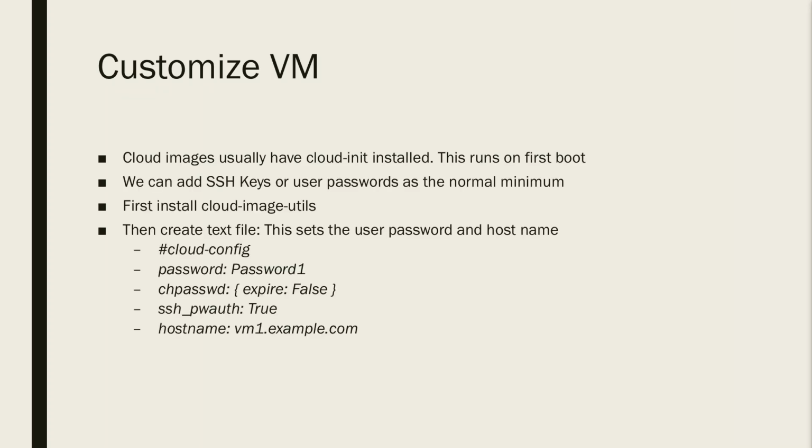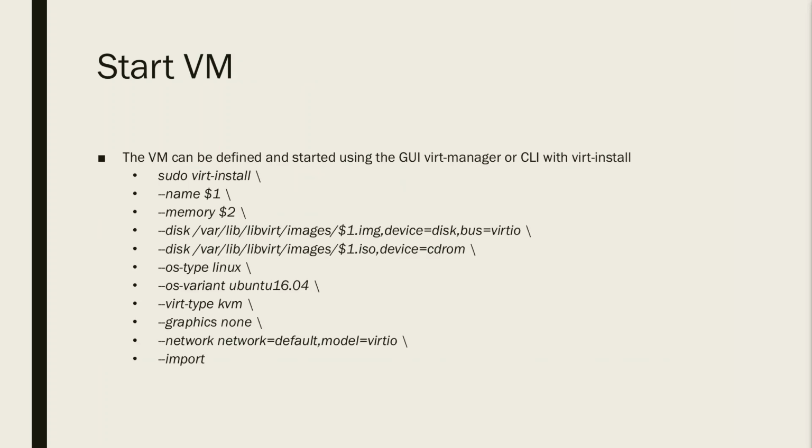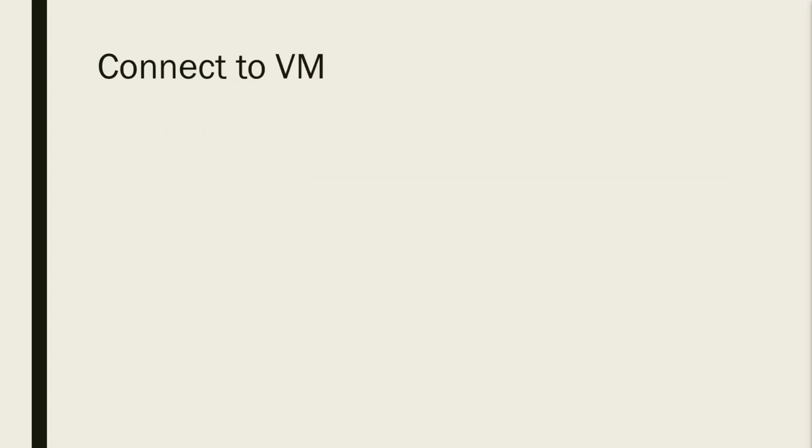So if we wanted to look at that customization, this is the cloud config file that we saw from the command line using the cloud-localds command. And I think these slides will be made available to you at some stage. We can look at starting the VM either through the GUI or then the script that we saw.